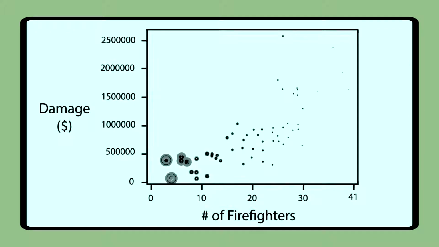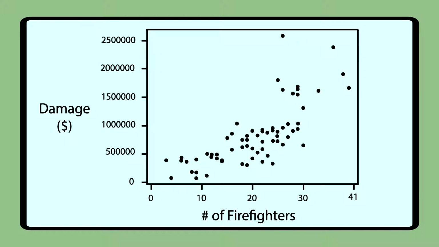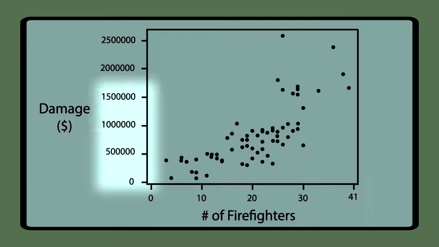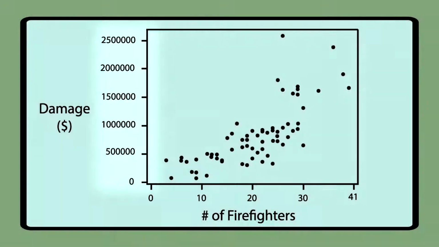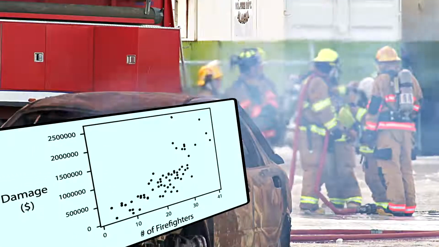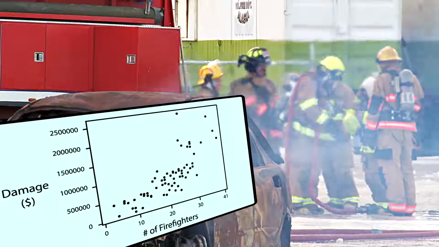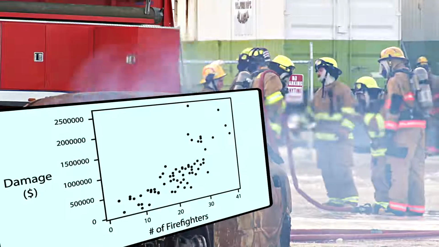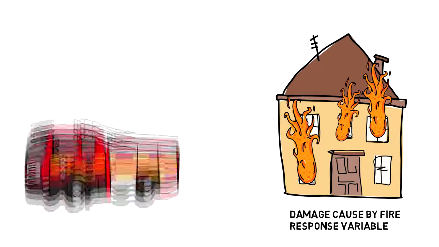This scatter plot illustrates how the number of firefighters sent to fires on the x-axis is related to the amount of damage caused by fires on the y-axis in a certain city. The scatter plot clearly displays a fairly strong, slightly curved positive relationship between the two variables. Would it then be reasonable to conclude that sending more firefighters to a fire causes more damage, or that the city should send fewer firefighters to a fire in order to decrease the amount of damage done by the fire? Of course not. So what's going on here?